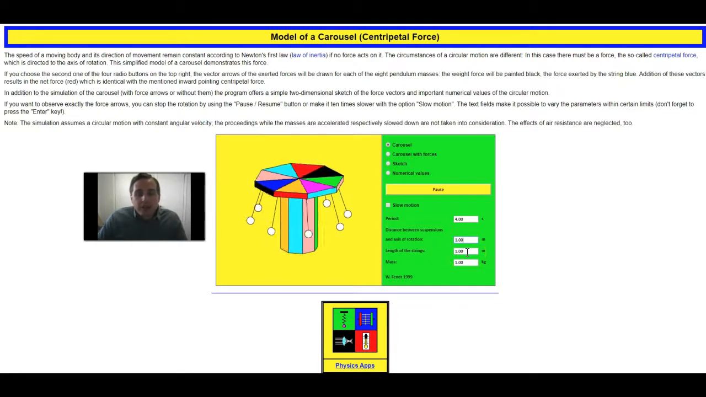Now let us change the length of the string. Let's make the string shorter. Again, you should think about what's going to happen.